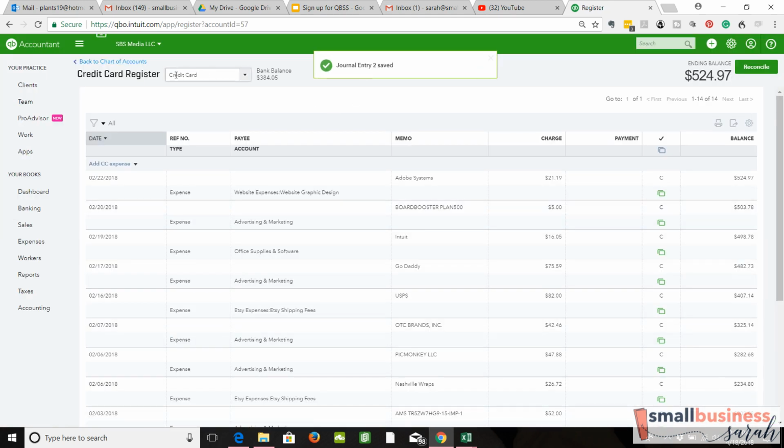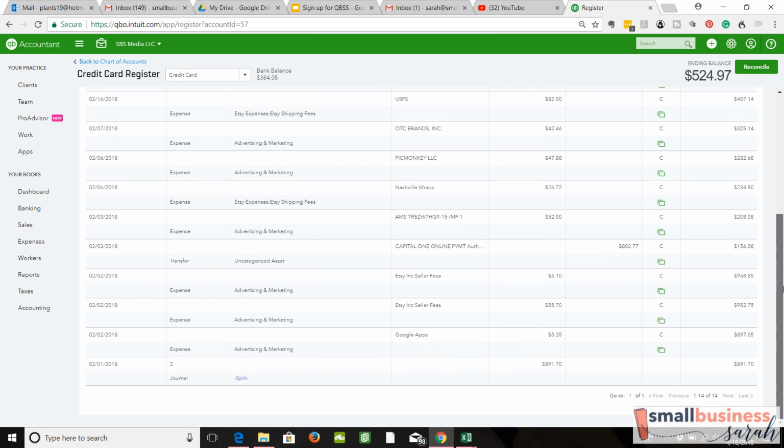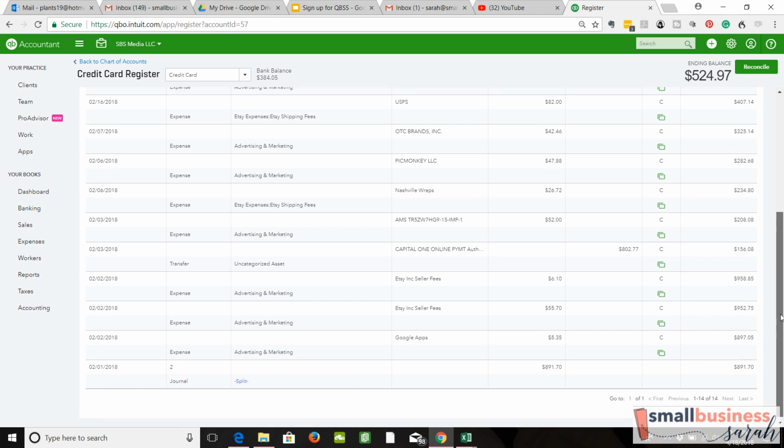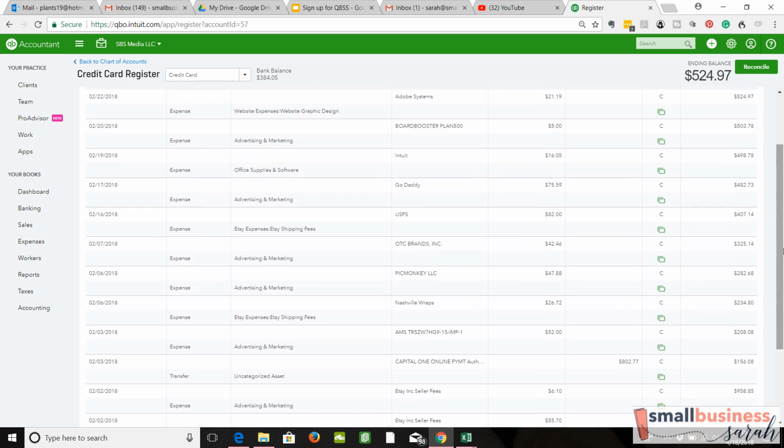Okay, now we're back on our register screen. If you don't automatically come back to register, you can circle back and find the register. So let's see. This is for the credit card, $891.70. That's the correct beginning balance. Perfect. That's what we did. Our journal entry over here, number 2. We could click on here and see our journal entry if we wanted to. And then I had looked at the statement, and I had said that on 2/19, the balance was $498.78. So look, we're right.